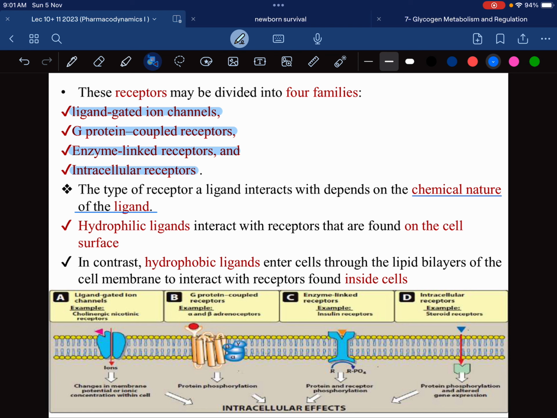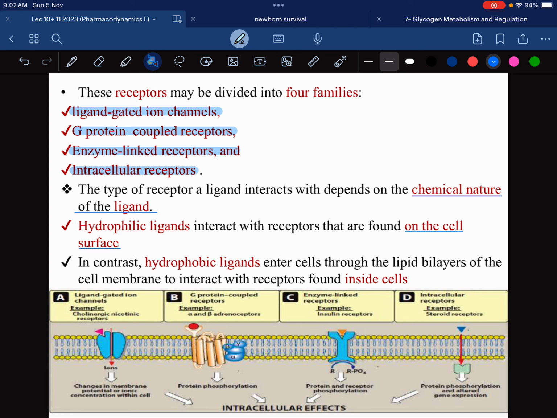Hydrophilic ligands interact with the receptors that are found outside the cell. The different types of receptors are found in different places. Some are extracellular. This is the major type of receptor. If a drug is hydrophilic, that means it can't enter the cell, it will stay around the cells or in the interstitial fluid. This will make the drug concentration increase, and it can bind to that extracellular receptor.